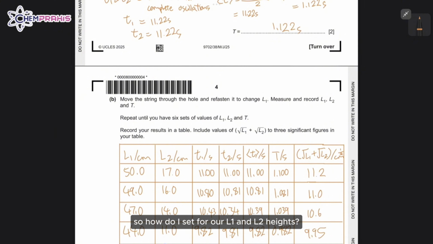So how do I set our L1 and L2 heights? First, we will need to set the maximum and minimum value of our L2, as it is the only factor that is limiting our oscillation.